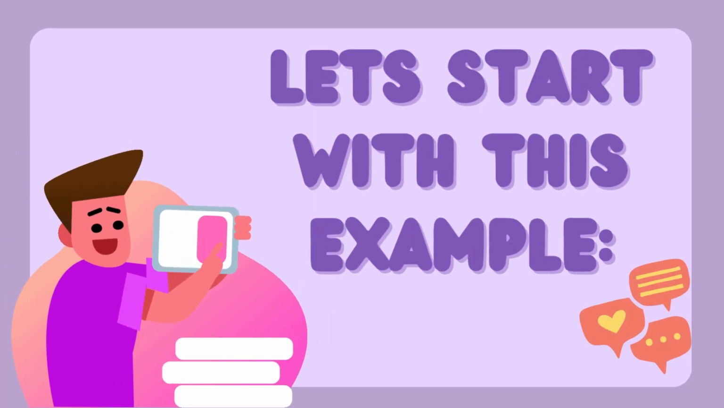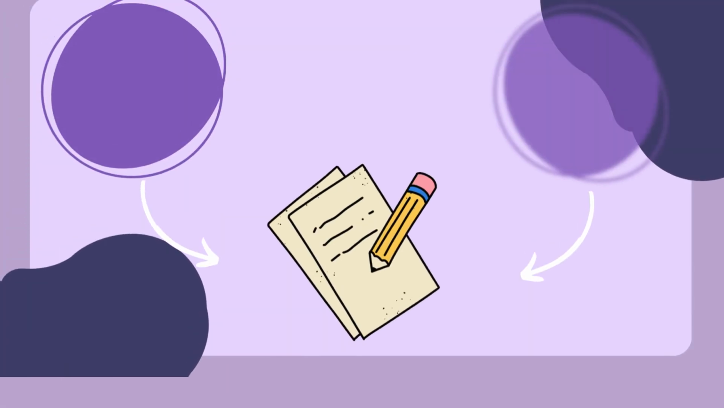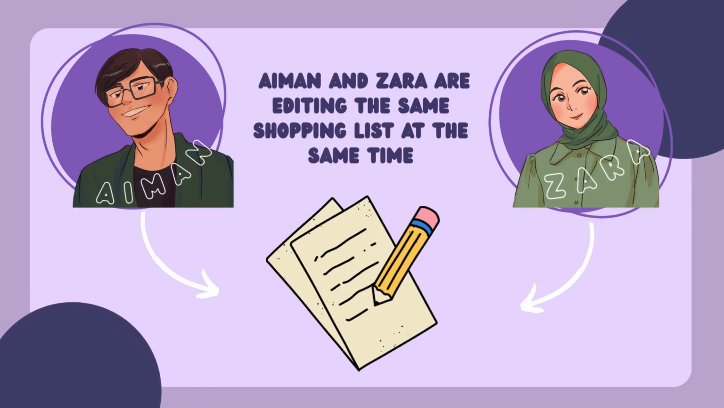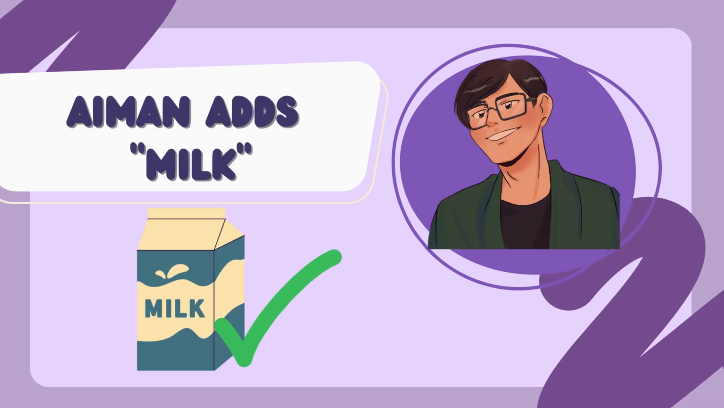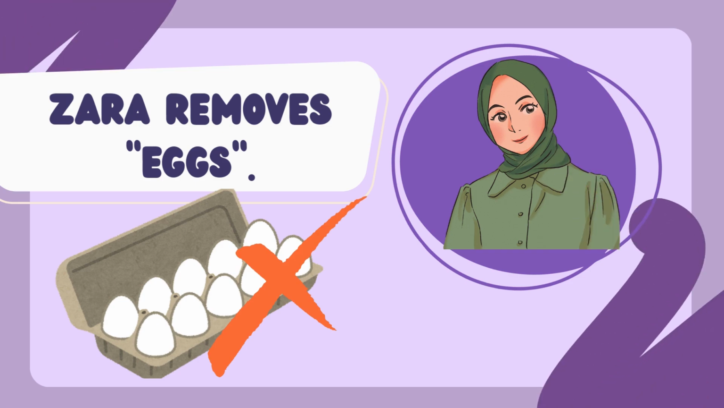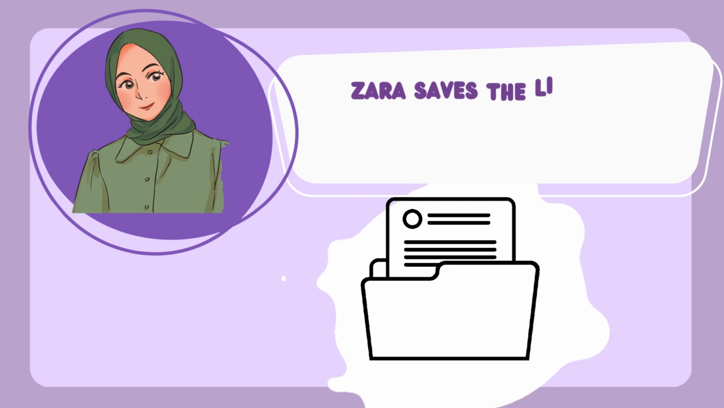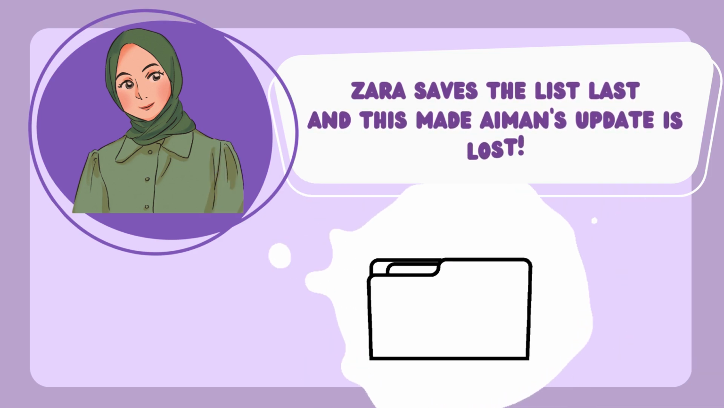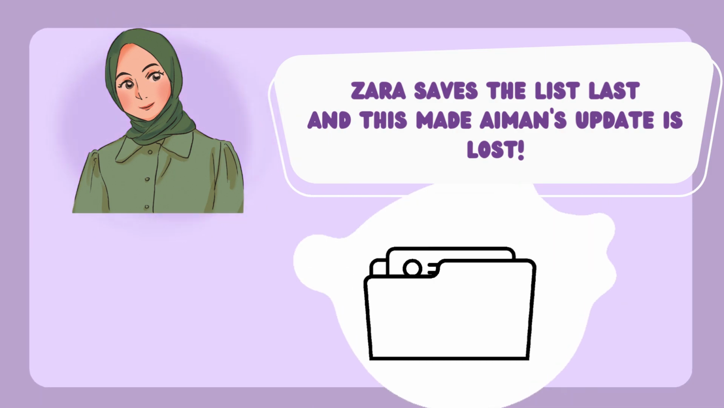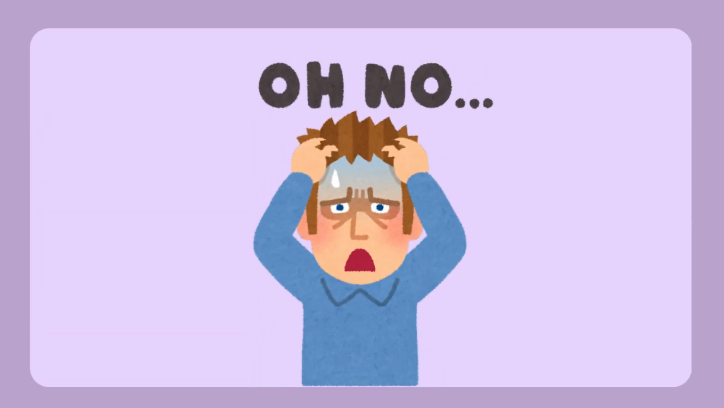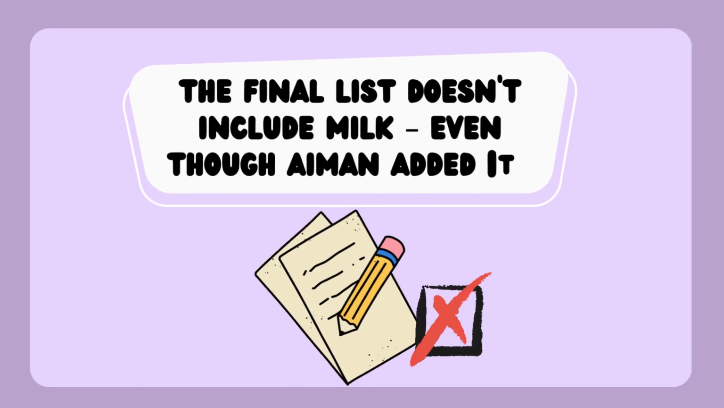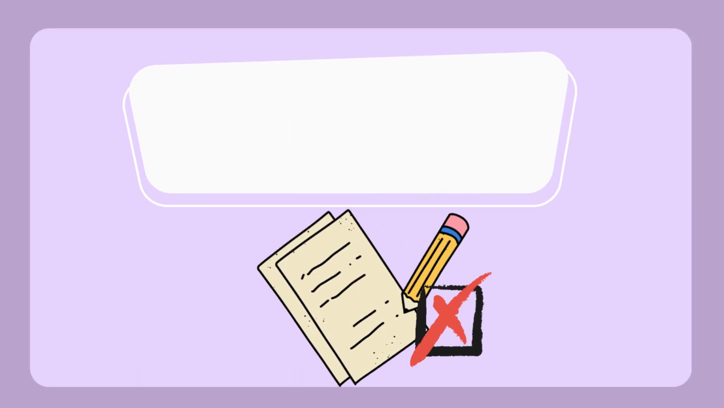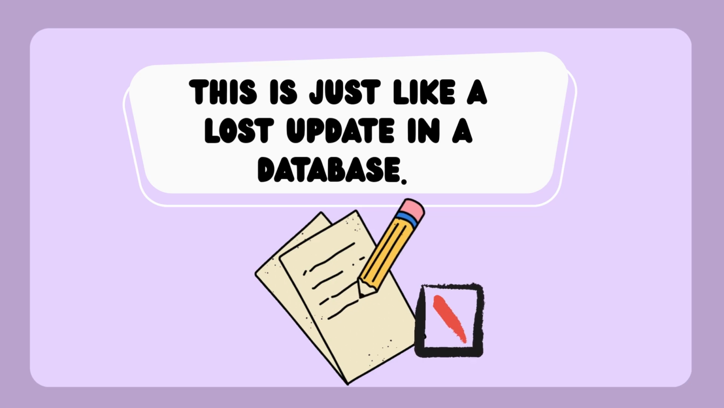Let's start with this example. Two friends, Eamon and Zara, are editing the same shopping list at the same time. Eamon adds milk, and Zara removes eggs. Zara saves the list last, and this made Eamon's update lost. The final list doesn't include milk, even though Eamon added it. This is just like a lost update in a database.